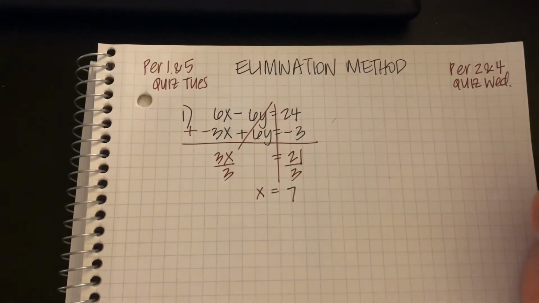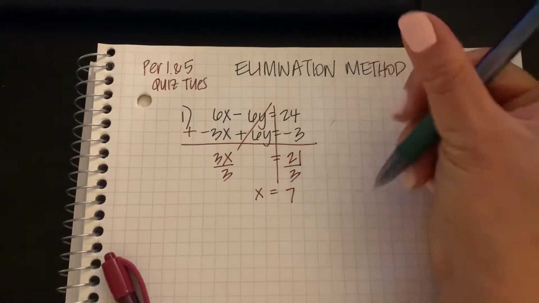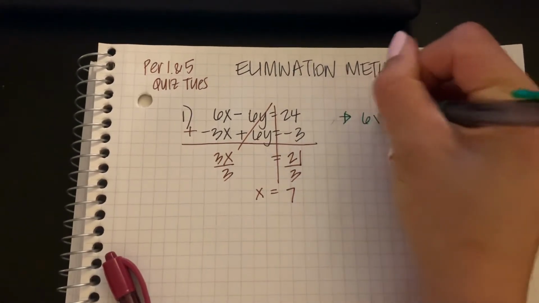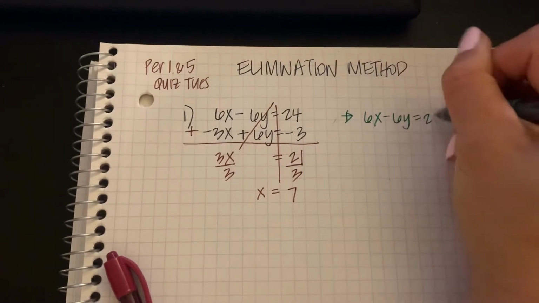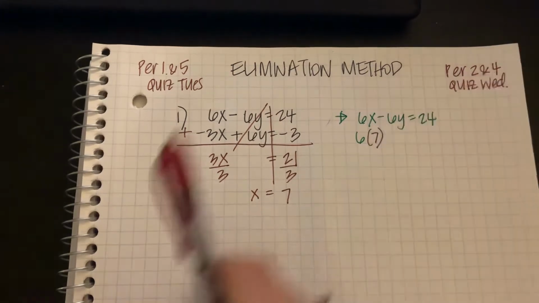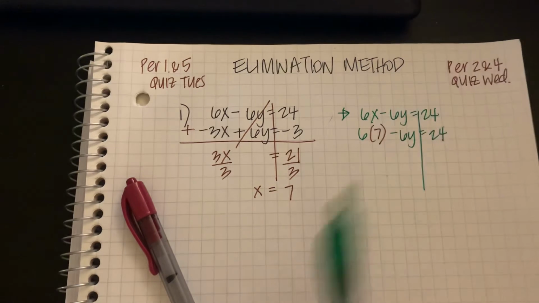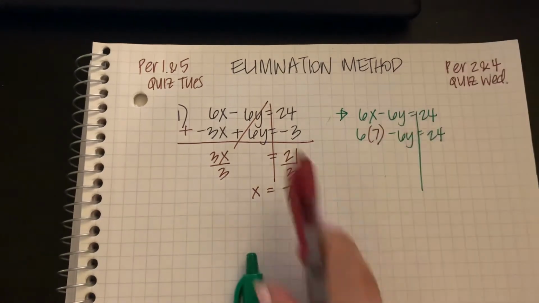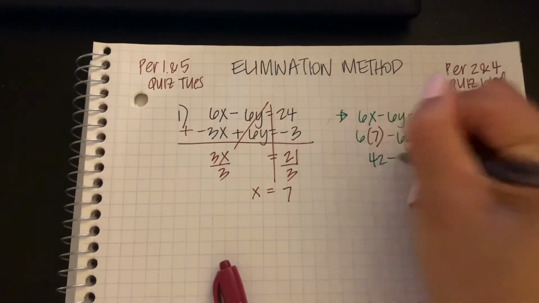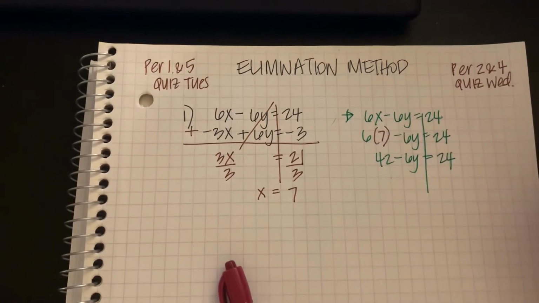Now remember, we always want to figure out both variables, so you can pick either equation to solve. I'm just going to go ahead and rewrite the first equation here. So I have 6x minus 6y equals 24. Now remember, we just figured out that x is 7, minus 6y equals 24. 6 times 7 is 42. I have 42 minus 6y equals 24.